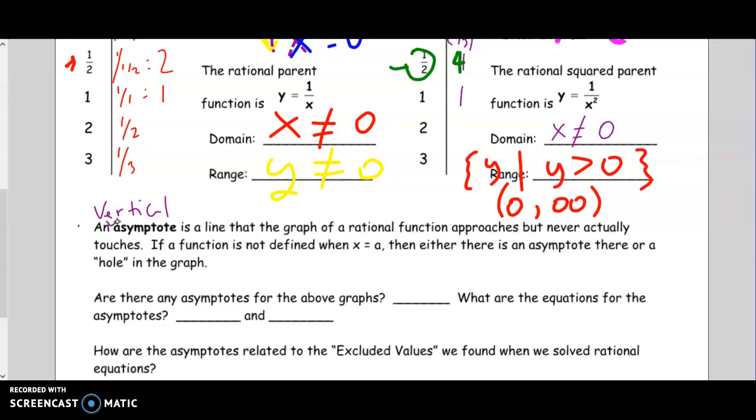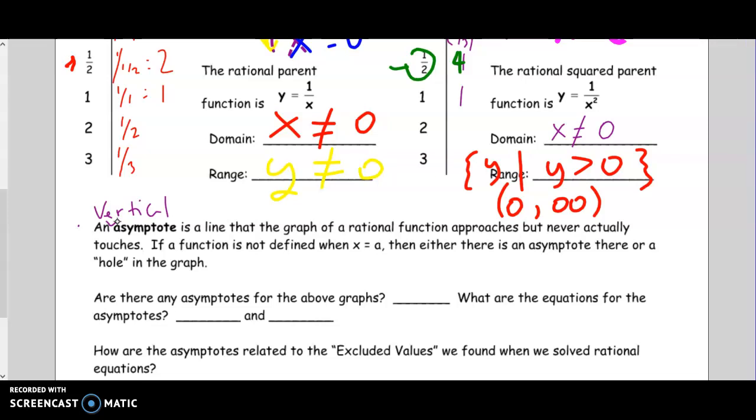All right. If a function is not defined when x is equal to a, then either there is an asymptote or a hole in the graph. All right, a hole in the graph we'll discuss further in later sections, which I'll upload for summer work if you wish to continue this course. Topics that we did not cover in this course.